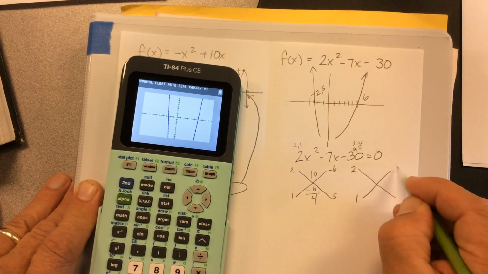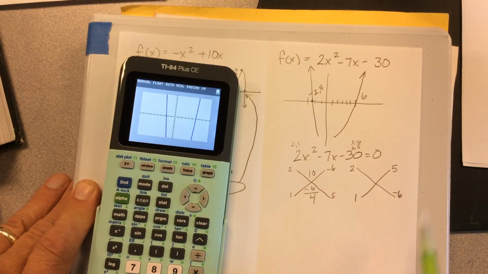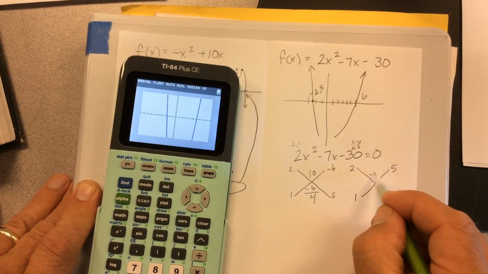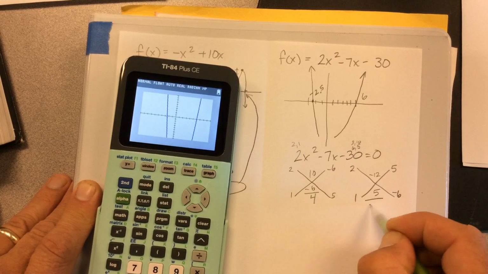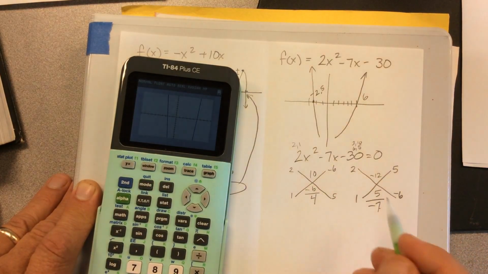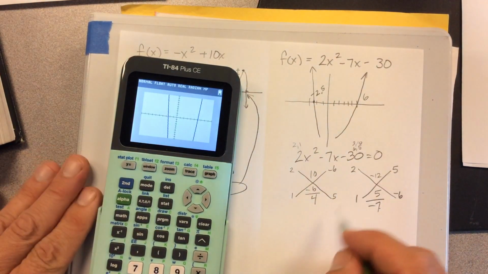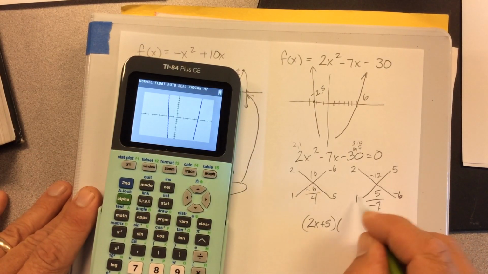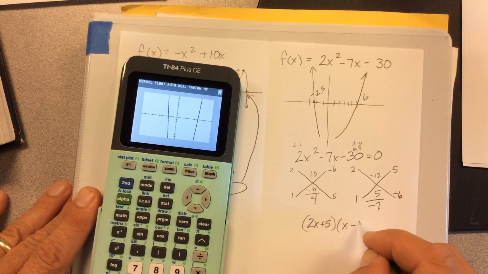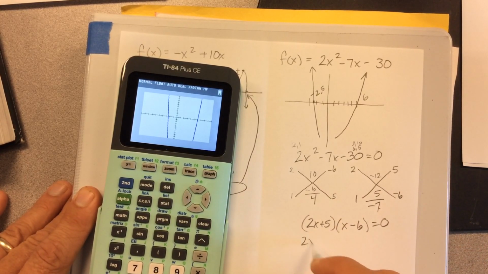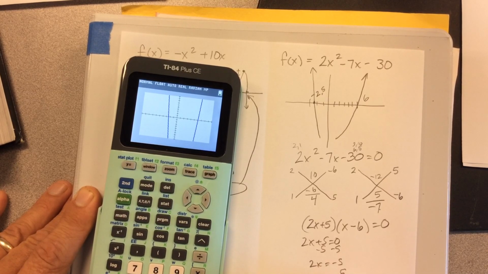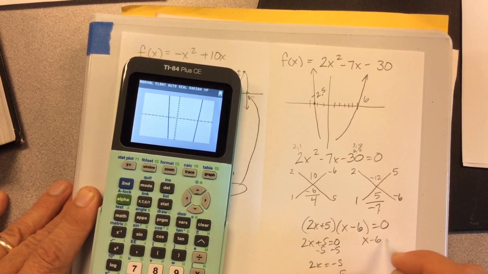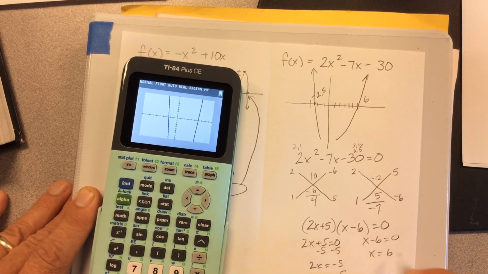Still 2 and 1. Let's switch the order. 5 and negative 6. Those two give me negative 12. Those two give me 5. Negative 7. That is my middle term. Factors into 2x plus 5, x minus 6. I will set 2x plus 5 equal to 0. 2x is negative 5, and x is negative 5 over 2. I'll set x minus 6 equal to 0, and I get x is 6.